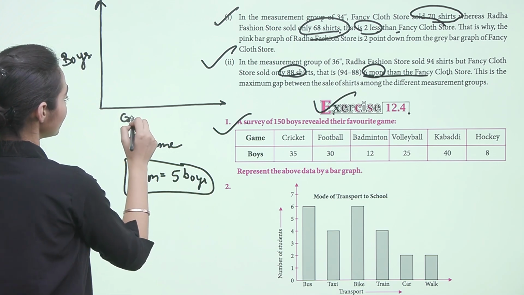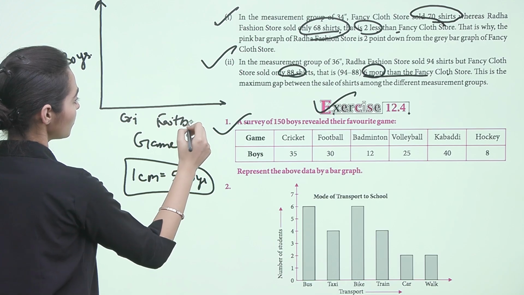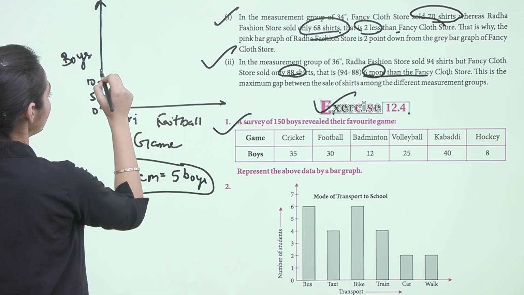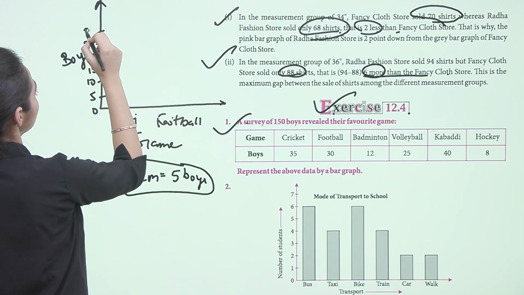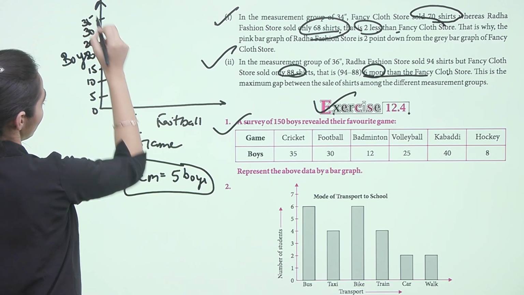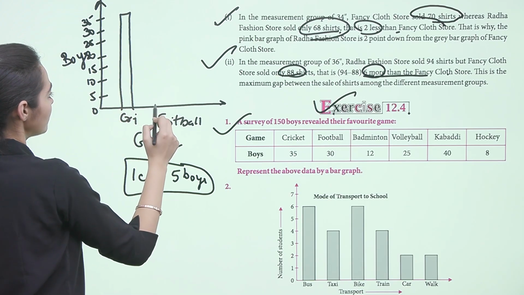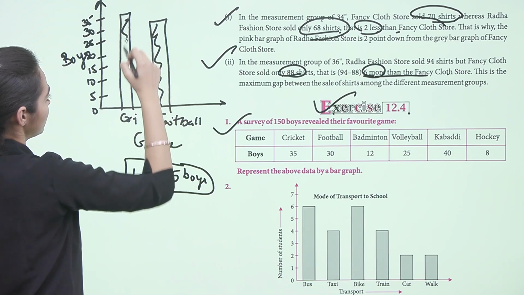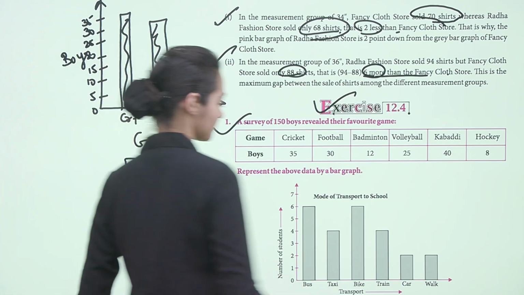For example, firstly we have taken cricket and football only. So we have 0, 5, 10, 15, 20, 25, 30, 35. For cricket, how many? Very good, that is 35, and for football that is 30. That's how you can complete the remaining ones.